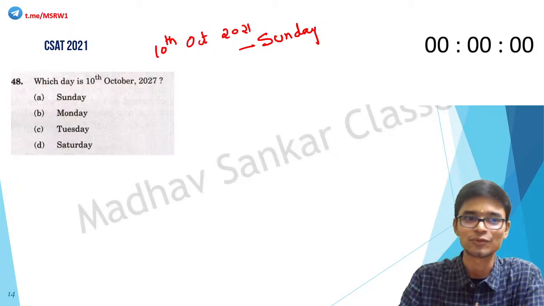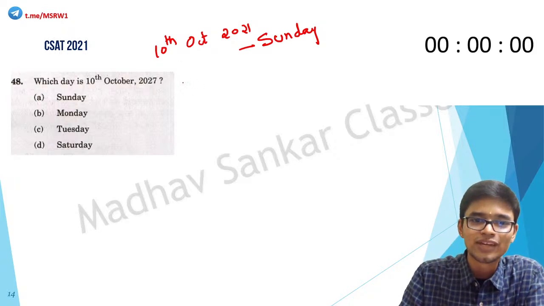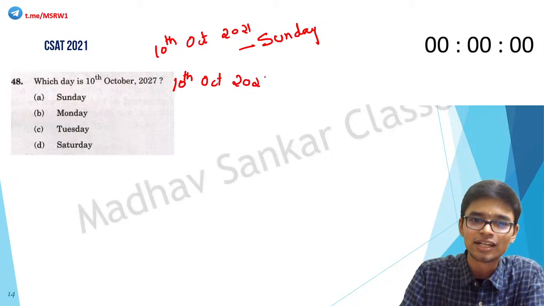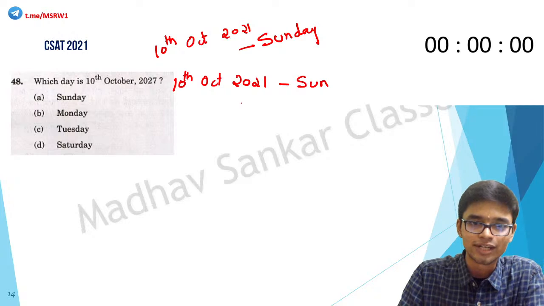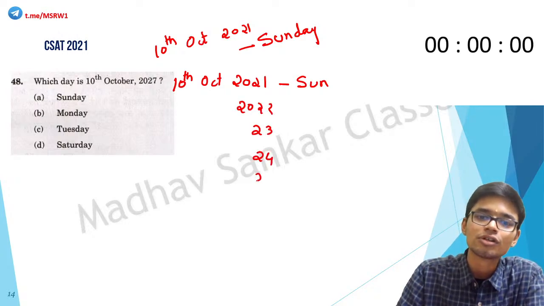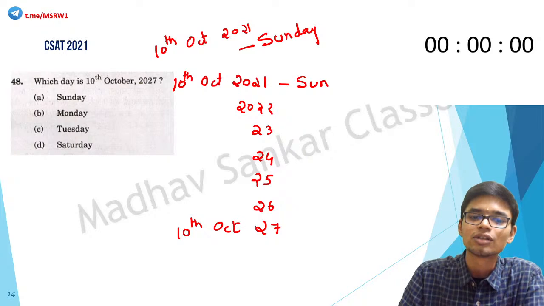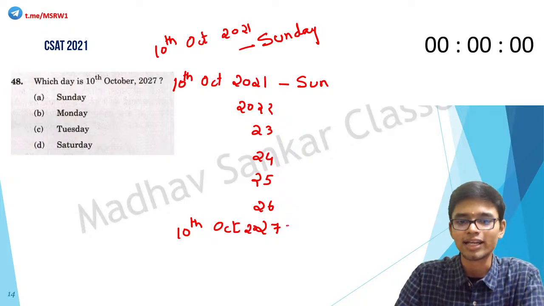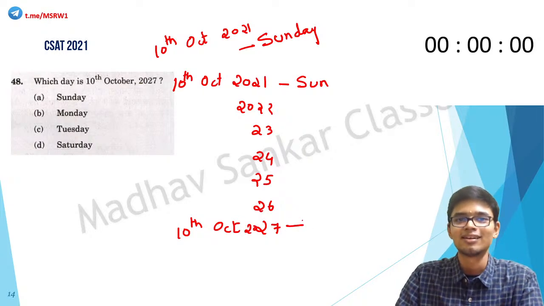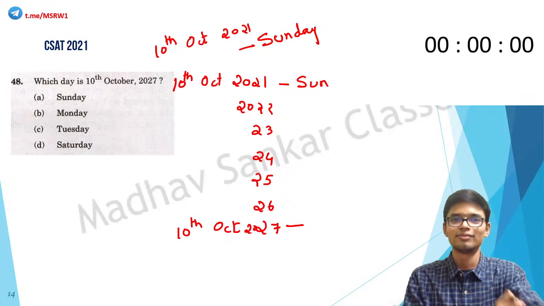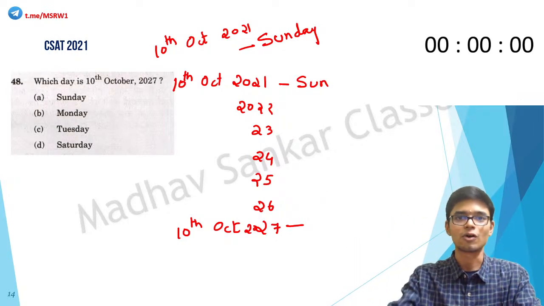How? I'll tell you. So we have 10th of October 2021, which is a Sunday. Now, 10th of October 2022, 23, 24, 25, 26, and 27. This is what we have to find out. 10th October of 2027. What day is this? This is the method in which we will solve.